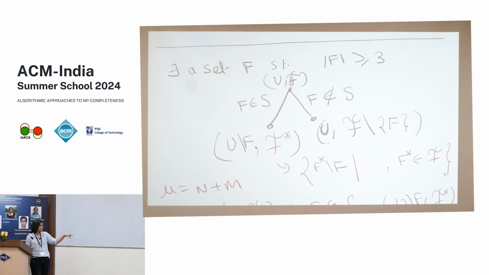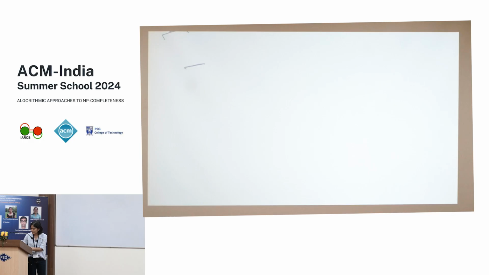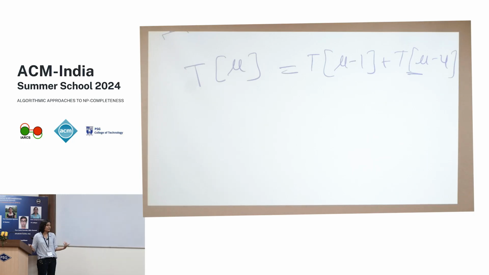Okay, and the measure is size of universe plus size of family, and the family size also decreases by 1 because the set f is taken out of the family, right? So here the measure decreases by 4, and here the measure decreases by 1, right? And we can compute the running time by this formula. Okay, and when you solve it, you will actually get the running time 1 point whatever that power n plus m.